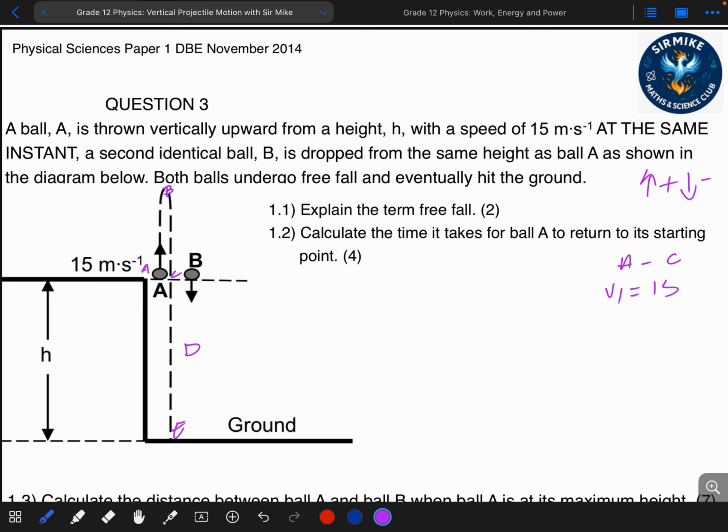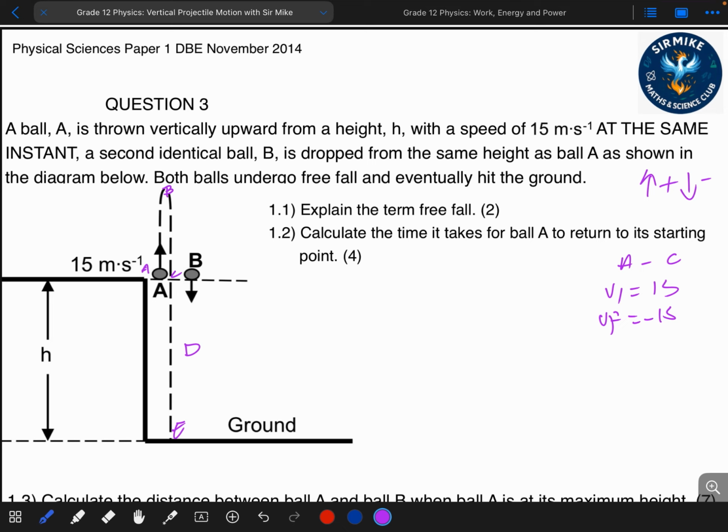Remember that in the previous lesson we said that these 2 points are actually points of symmetry. So we know that the speed at these 2 points is equal, but the only difference would be the direction of the speed. That would mean that the speed at point C is 15 meters per second, but downwards. So the speed at point C, which is Vf, the final velocity, equals negative 15.